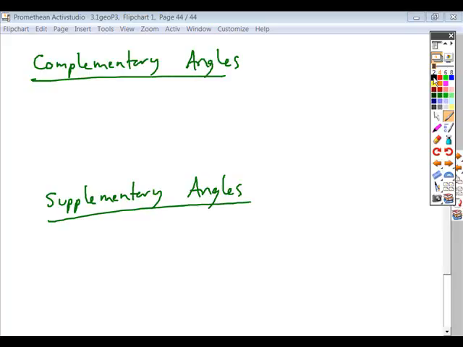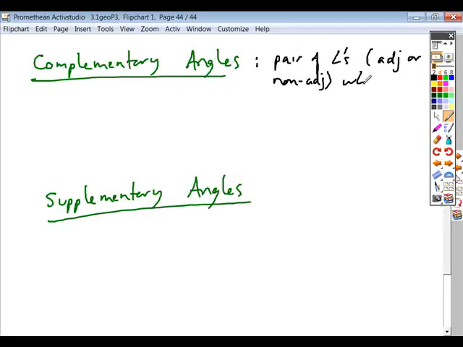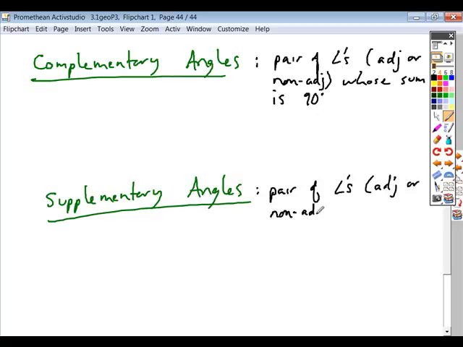All right, complementary angles are a pair of angles. They can be adjacent or non-adjacent. Okay, there's no specific requirement for that, but it's a pair of angles whose sum is 90 degrees. Okay, supplementary angles, on the other hand, are a pair of angles, once again, either adjacent or non-adjacent, whose sum is 180 degrees.